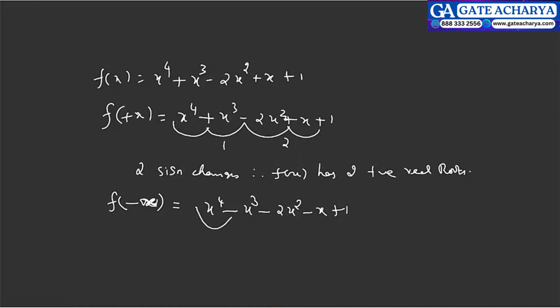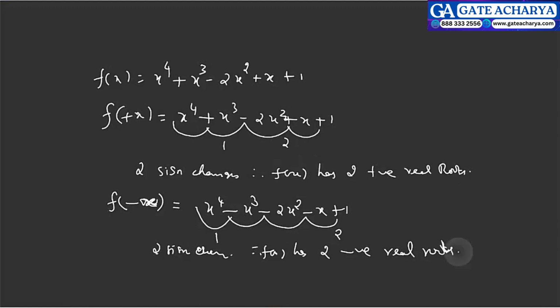Plus to minus, one change. Minus to minus, no change. Minus to minus, no change. Minus to plus, one change. So totally 2 changes. Plus to minus, one sign change. Minus to minus, not changed. So 2 sign changes. Therefore, f of x has 2 negative real roots. Okay, that's all.